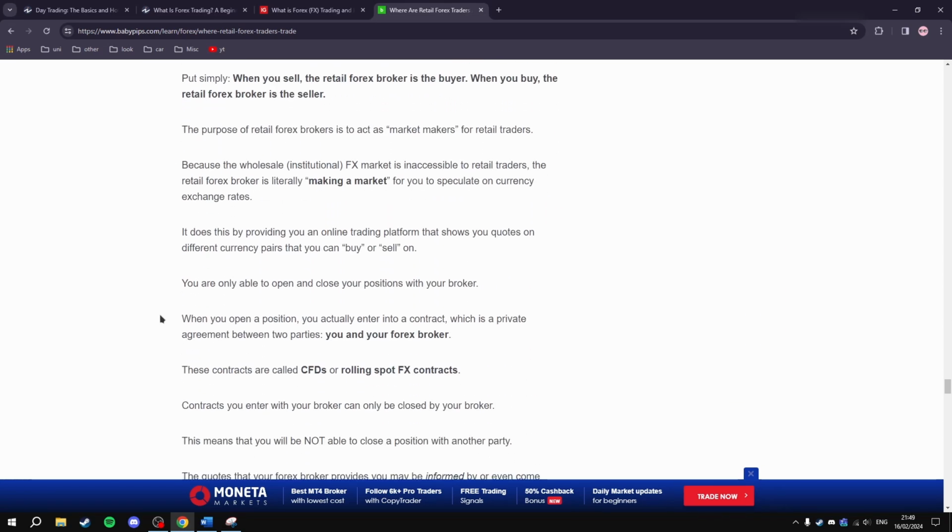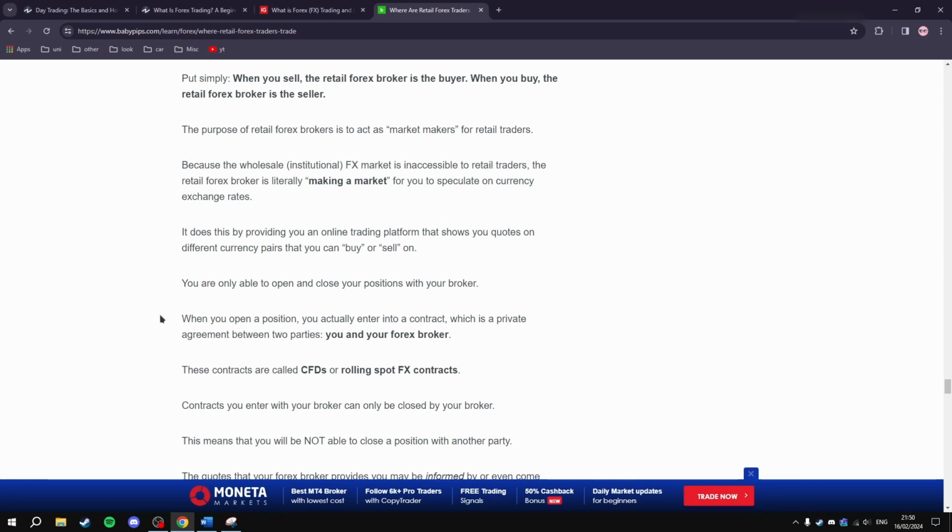Put simply, when you sell, the retail forex broker is the buyer. When you buy, the retail forex broker is the seller. The purpose of the retail forex brokers is to act as the market makers for retail traders. Because the wholesale institutional FX market is inaccessible to retail traders, the retail forex broker is literally making a market for you to speculate on currency exchange rates. It does this by providing you an online trading platform that shows you quotes on different currency pairs that you can buy or sell on.